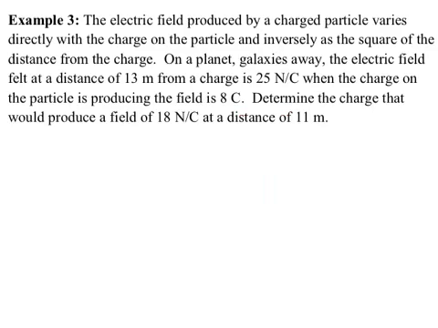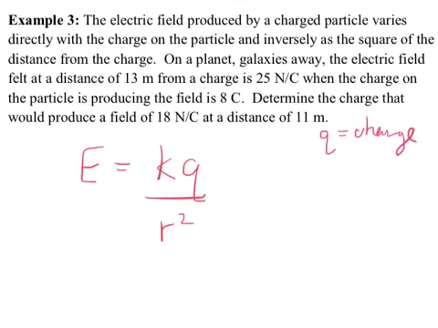The problem says the electric field produced by a charged particle varies directly with the charge on the particle and inversely as the square of the distance from the charge. Okay, so let's write that out. The electric field produced by a charged particle varies directly, so kq, with the charge on the particle. Q in physics is traditionally charge, so we'll use Q for now, and inversely as the square of the distance from the charge. The distance is sometimes represented by r. So for the sake of this problem, we'll say that Q is the charge and r is the distance.